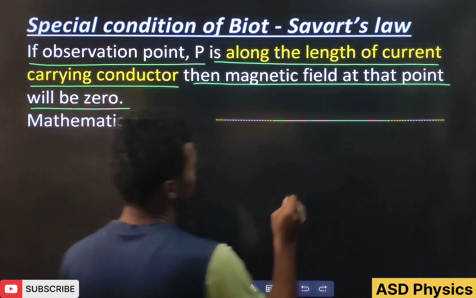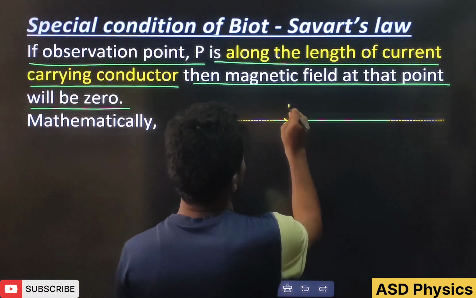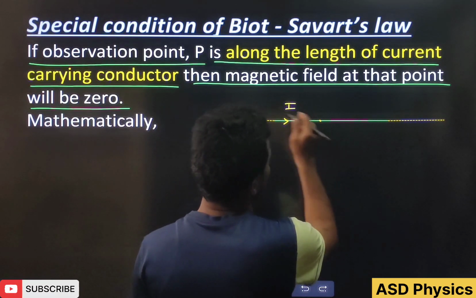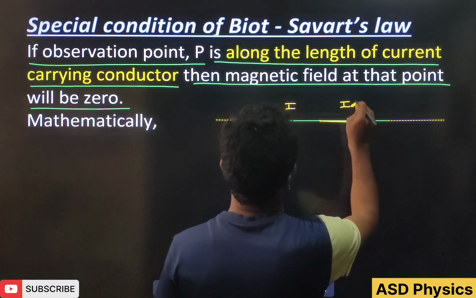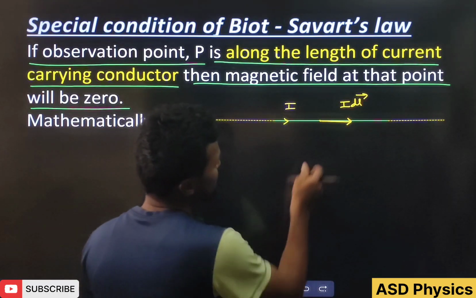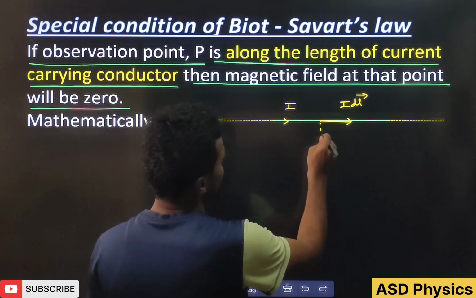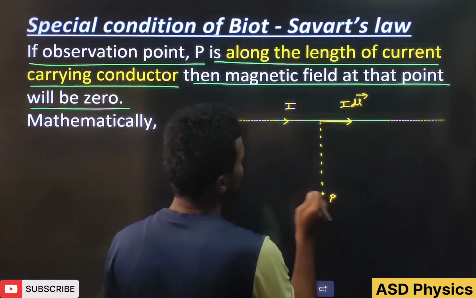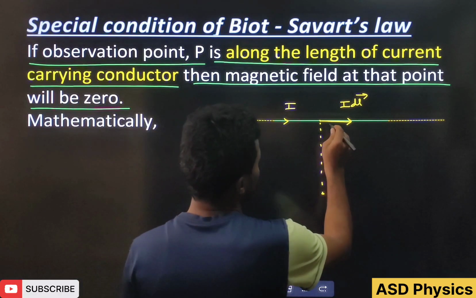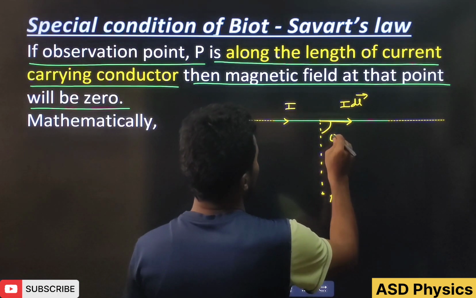Kindly see here. Let's take for example, here the current I is flowing. And in this direction, I have taken a very small length, and this is the current element I dl. After that, let's take here for example, this is my observation point P, making an angle, let's take, theta.